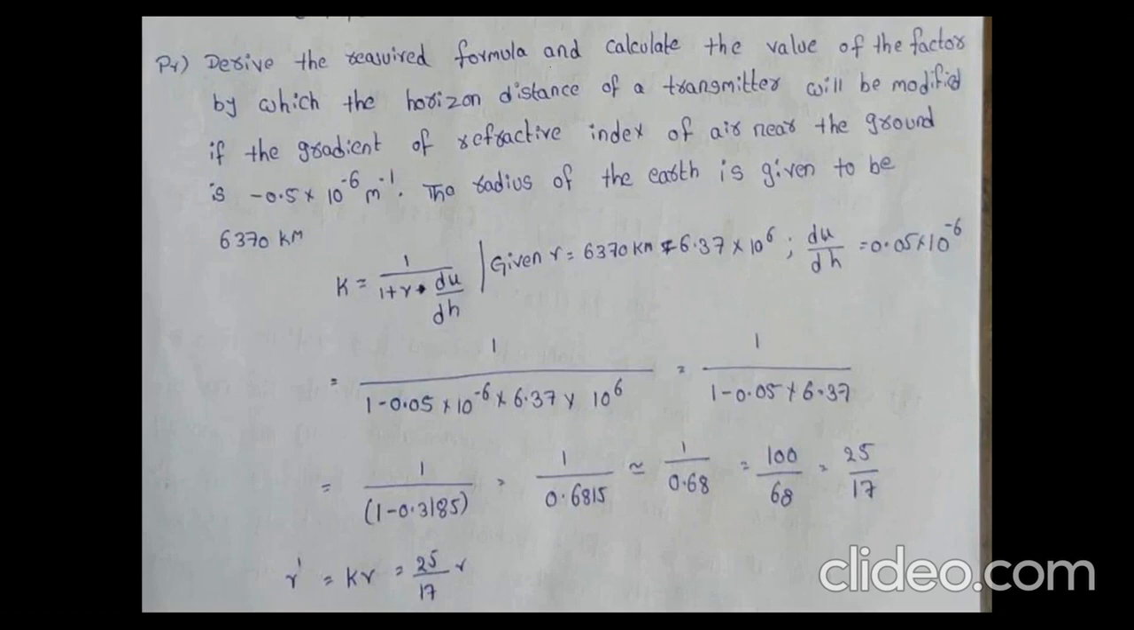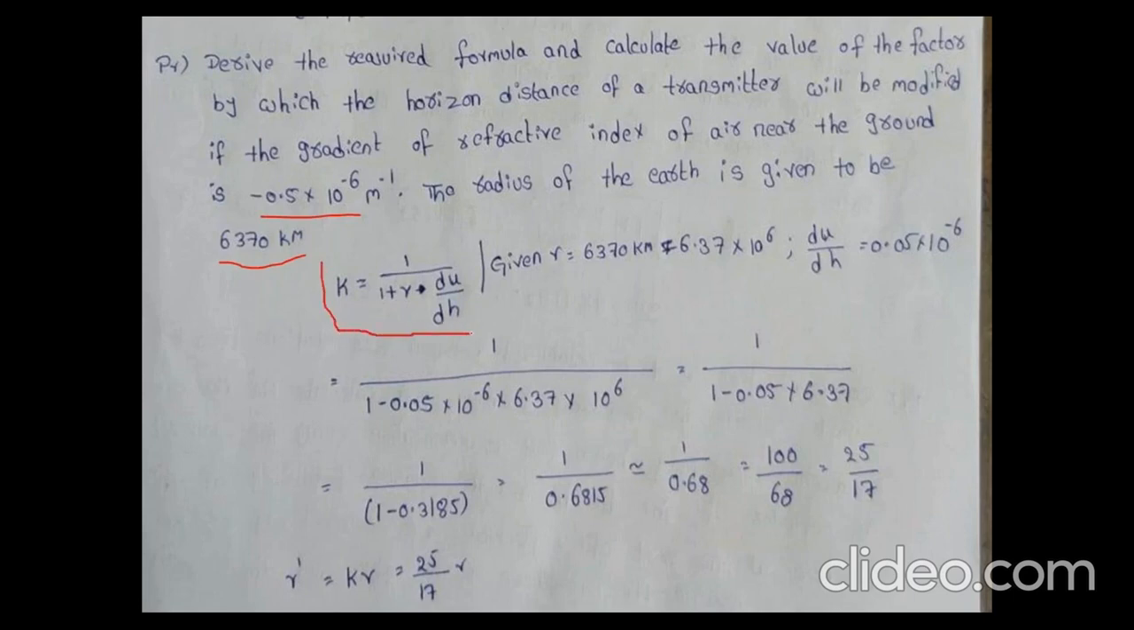Derive the required formula and calculate the value of the factor by which the horizon distance of a transmitter will be modified if the gradient of refractive index of air near the ground is minus 0.5 into 10 power minus 6 per meter. The radius of the earth is given to be 6,370 kilometers.